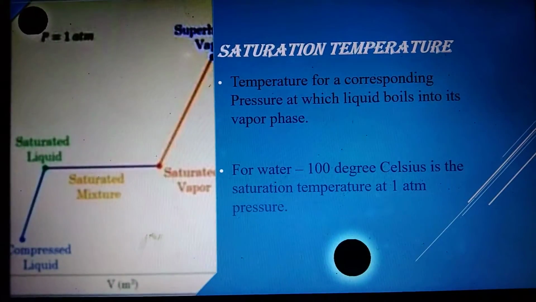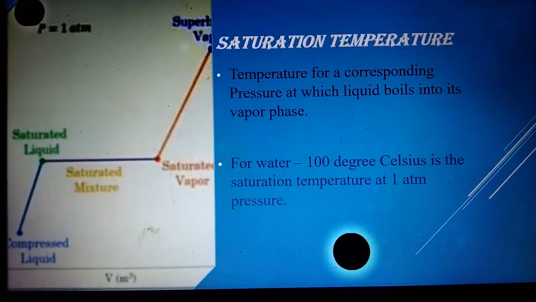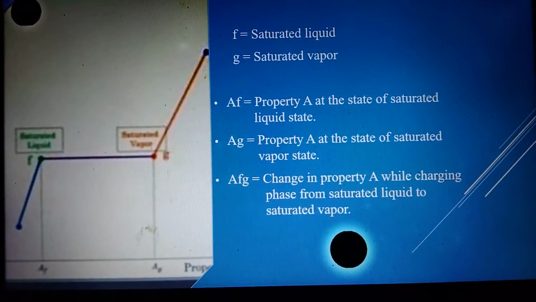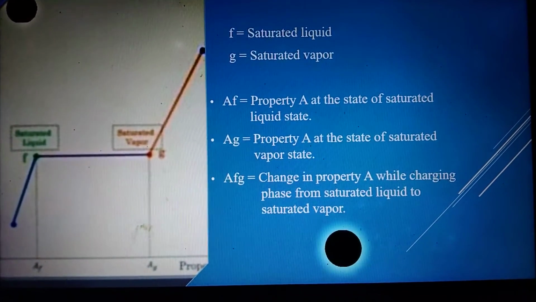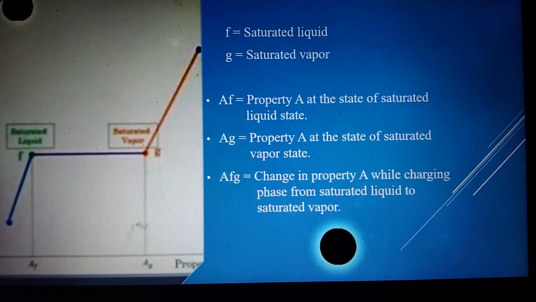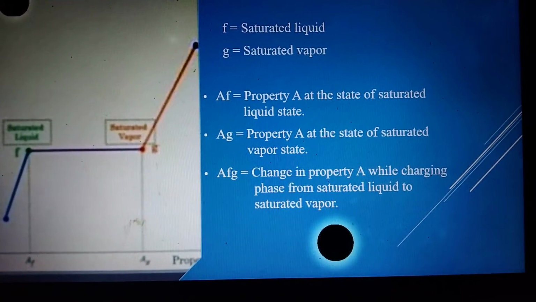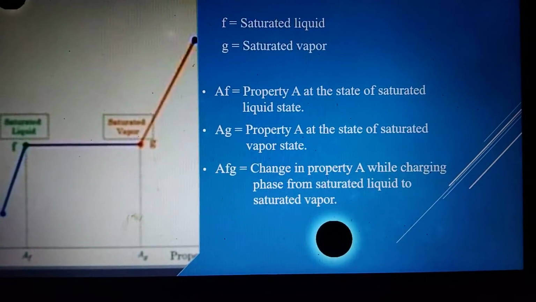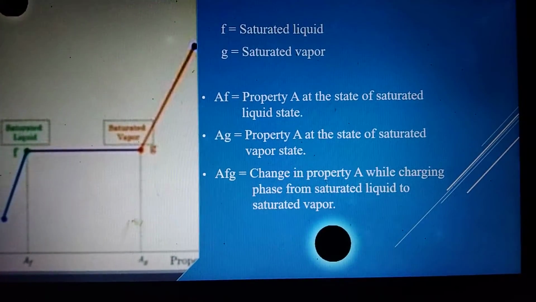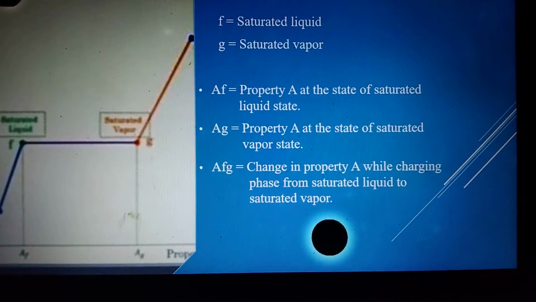So on the right side, or left side of the graph here is the notation. f: saturated liquid. g: saturated vapor. Af: property A at the state of saturated liquid. Ag: property A at the state of saturated vapor. Afg: change in property A while changing phase from saturated liquid to saturated vapor.